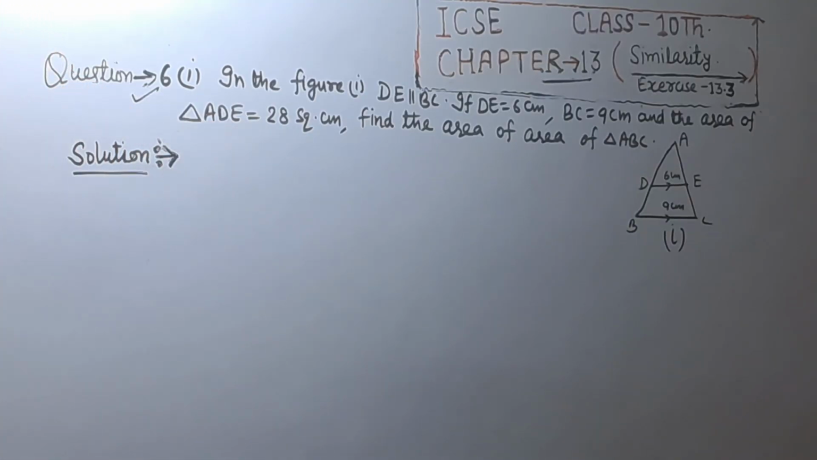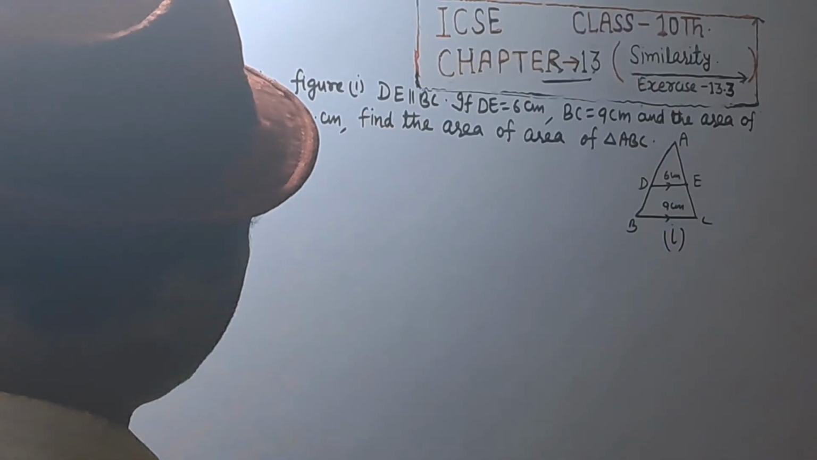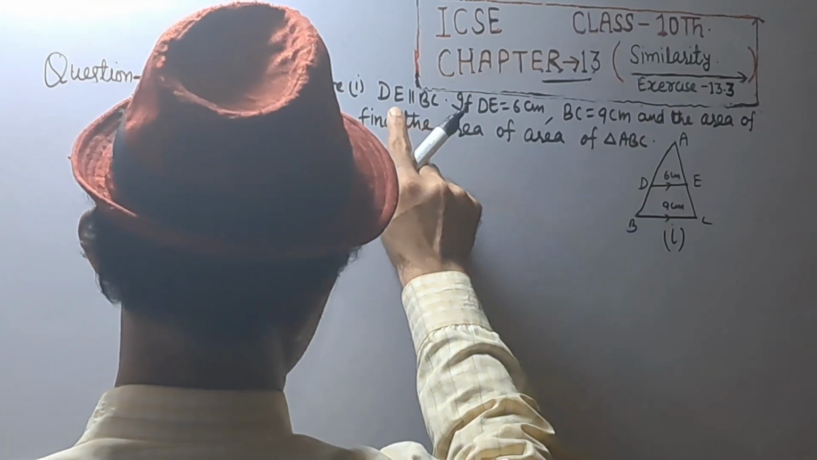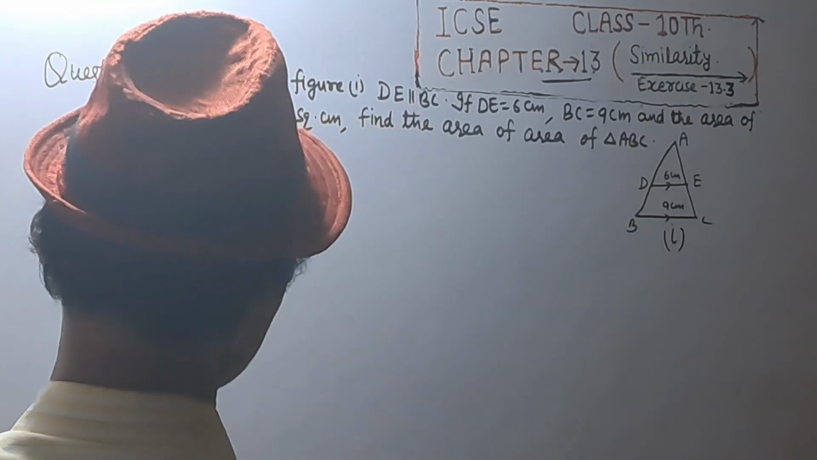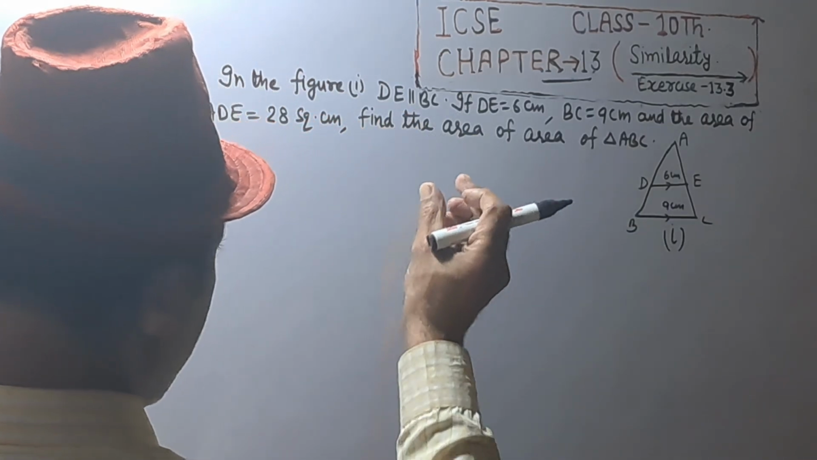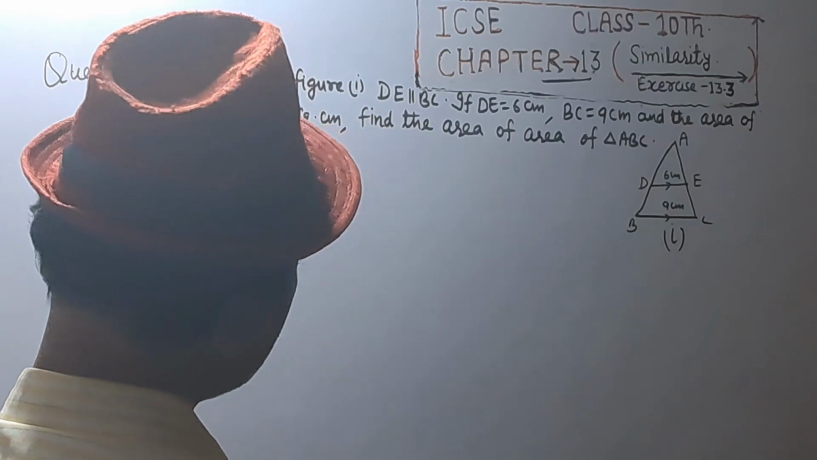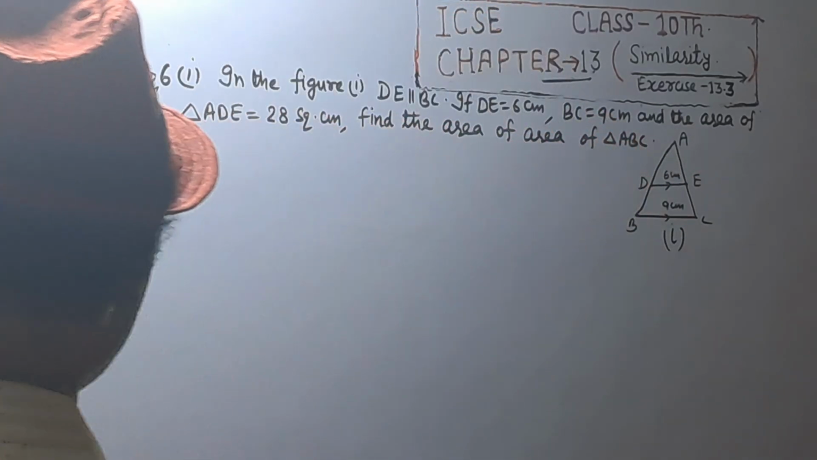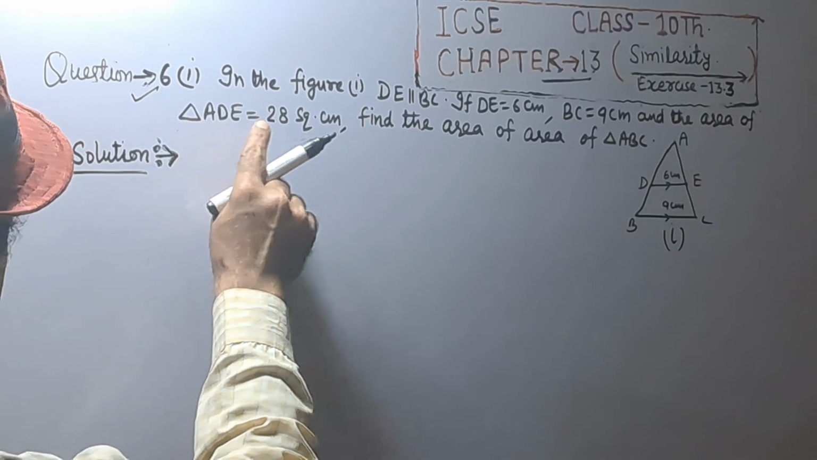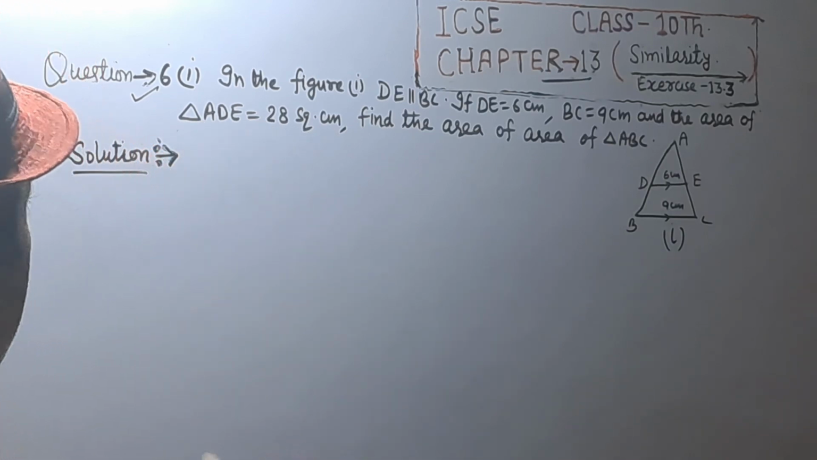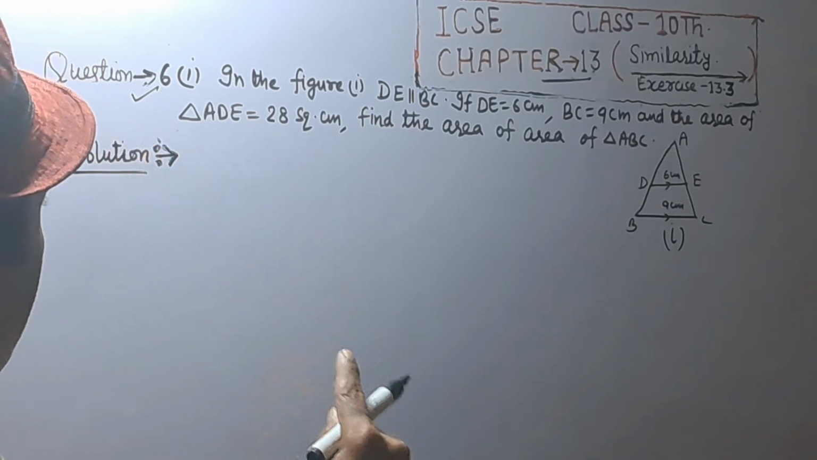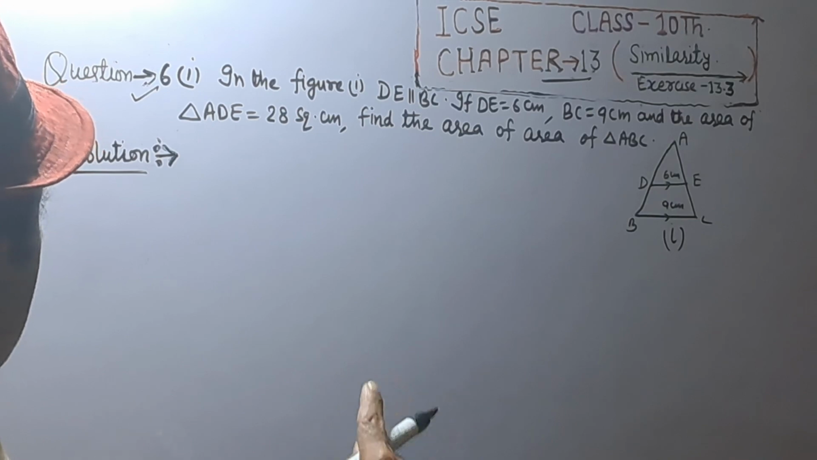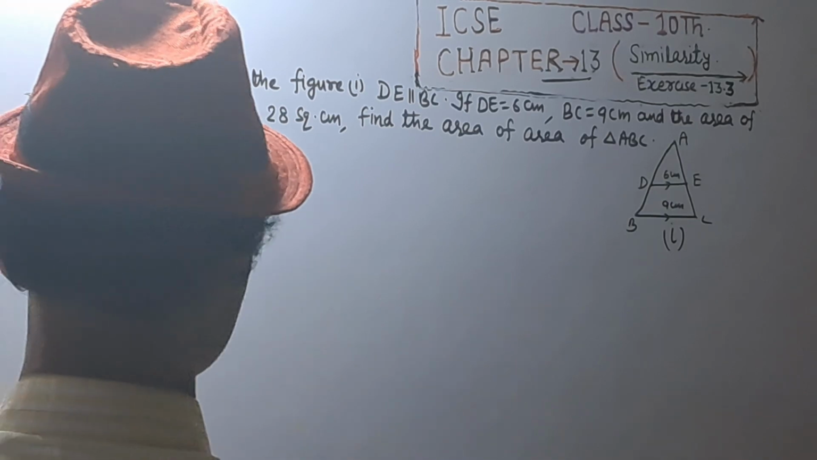Question number 6, first part. In the given figure, DE is parallel to BC. If DE is equal to 6 centimeter and BC is equal to 9 centimeter, and the area of triangle ADE is equal to 28 square centimeter, find the area of triangle ABC.